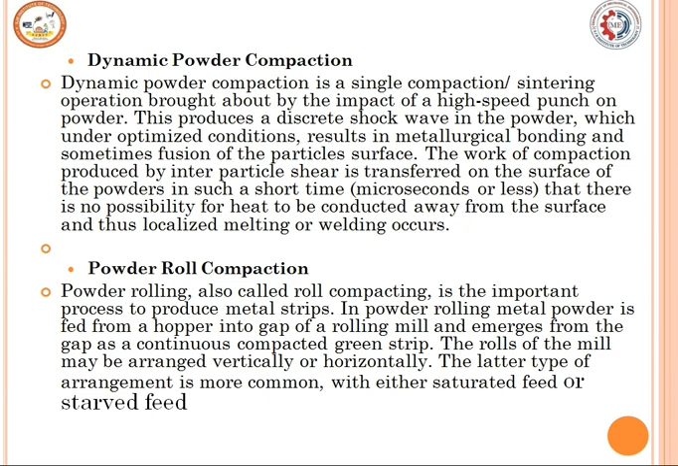Powder roll compaction, also called roll compacting, is an important process to produce metal strips. In powder rolling, metal powder is fed from a hopper into the gap of a rolling mill and emerges from the gap as continuous compacted green strips. The rolls of the mill may be arranged vertically or horizontally. The latter arrangement is more common, with either saturated feed or starved feed.